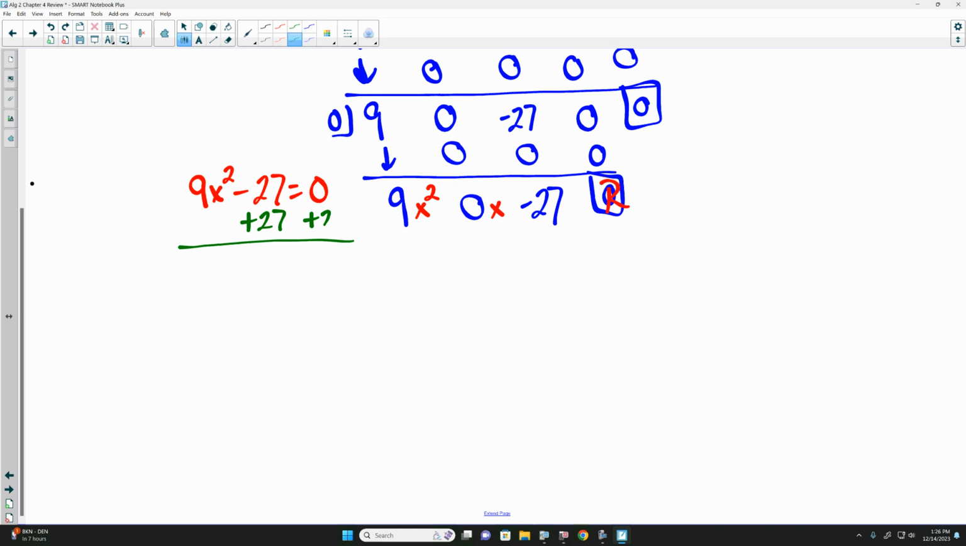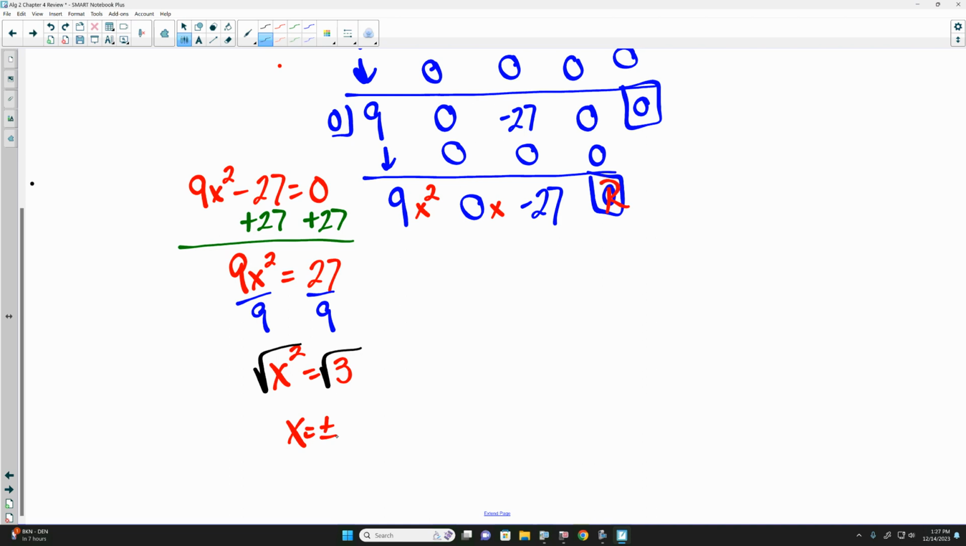No middle term. So we can add 27 to both sides, telling us 9x squared is equal to 27. At this point here, we're going to divide first, because our 9x squared divided by 9 is x squared. 27 divided by 9 is 3. And lastly, we need to square root both sides. X is equal to plus or minus, because whenever we take the square root of both sides, we have to add the plus or minus.